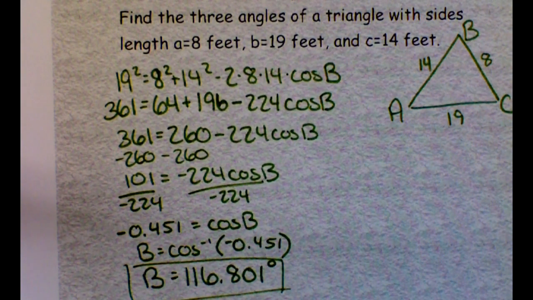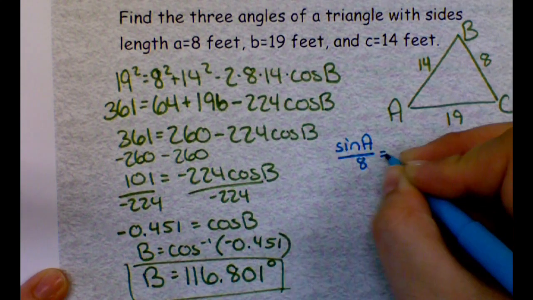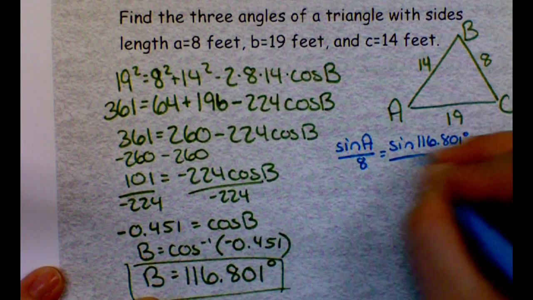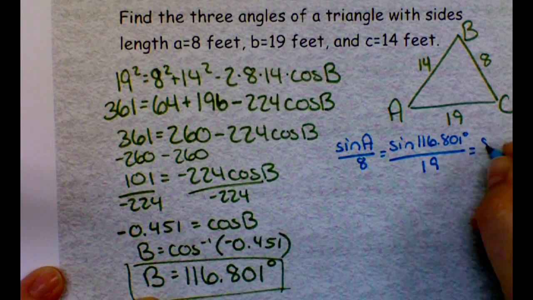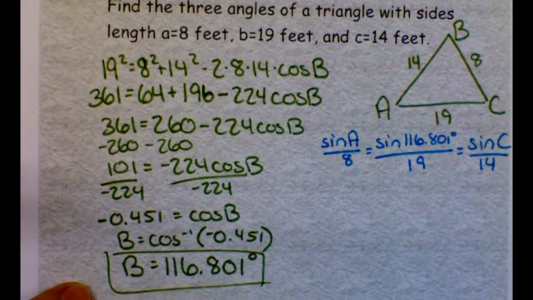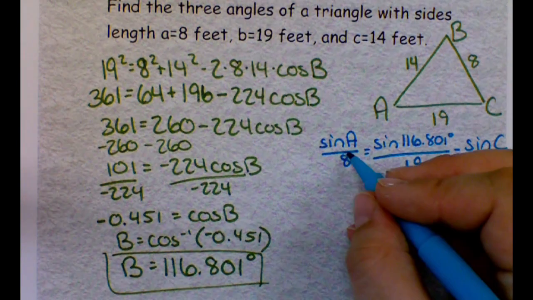Now we can switch over to the law of sines. Set up my law of sines. Sine of A over 8 equals sine of B, which is now 116.801 over 19, equals the sine of C over 14. The hint here, remember, is to find the smaller angle first. So I'm going to find angle A.